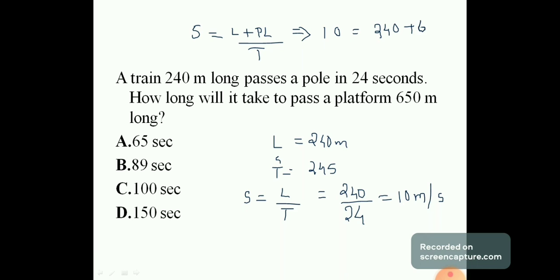Okay, so time equal to 240 plus 650 by 10, that is 890 by 10 is equal to 89. So options given as 65, 89. So answer is option B, it is 89 seconds. So answer for this question, it is 89 seconds, right? So I hope this is clear. It's just rules we have to follow, then it will be easy to get the answers. So 89 seconds is the right answer.